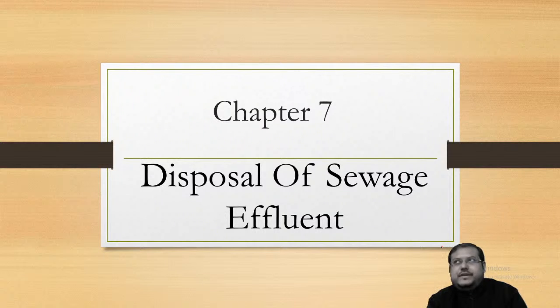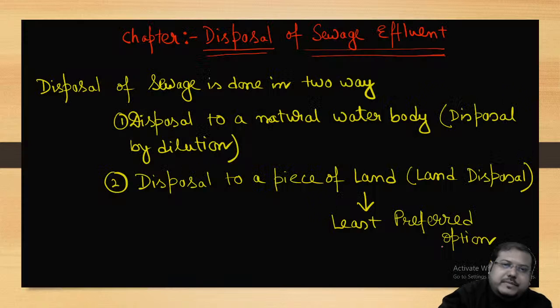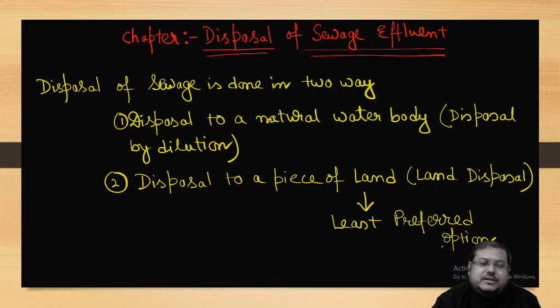for safe disposal. So the ultimate aim is to collect and convey the wastewater generated from the community for treatment and safe disposal. After treatment, you have to dispose of it properly. In this particular chapter we will see which methods of disposal are used and what actually happens after disposal. Now, the disposal of sewage effluent will be done by two methods, two ways.